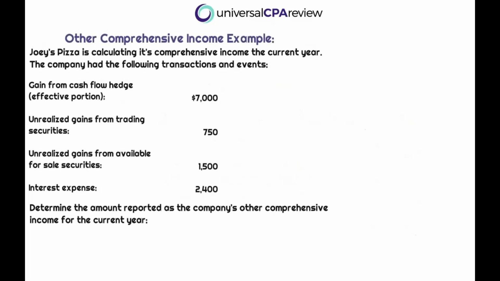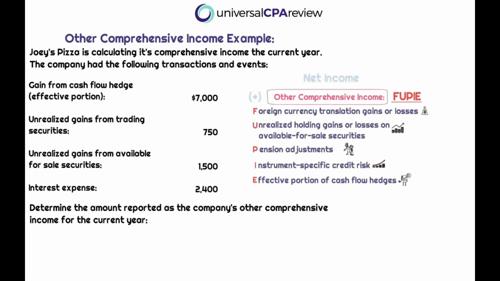Okay, so walking through a quick example, Joey's Pizza is calculating other comprehensive income in the current year. The company had the following transactions and events. Something like this has multiple choice question written all over it. We need to be able to identify what is reported in other comprehensive income. So we have gains from a cash flow hedge. It says that it is the effective portion. That is going to be reported in other comprehensive income. The E in our PUFIE mnemonic is the effective portion of a cash flow hedge.